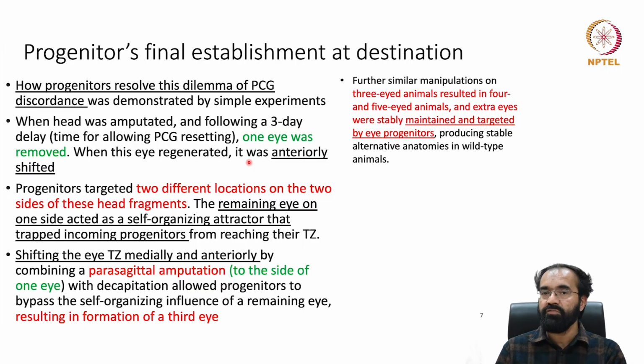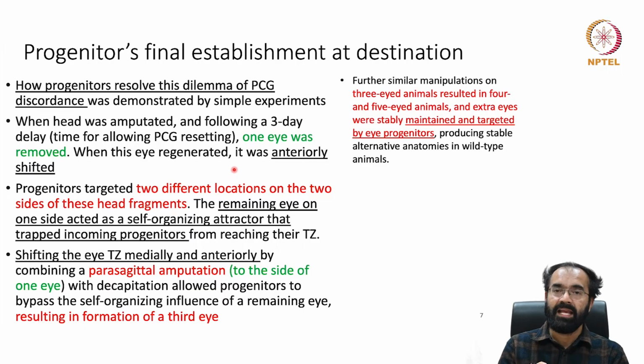Why? The already formed eye is in a blastema. Blastema is dynamic. It keeps growing. In that, you removed one eye. Then what will happen? The newly formed eye is going to be anteriorly shifted. What could be the reason? Because when the progenitors are coming, the existing eye will sequester.